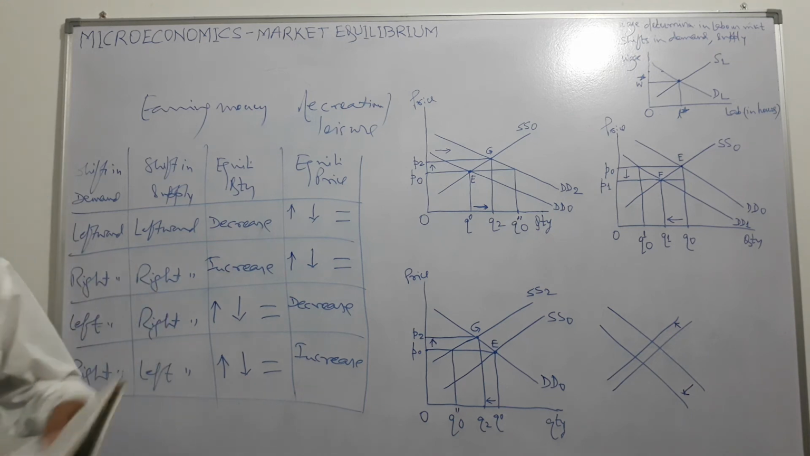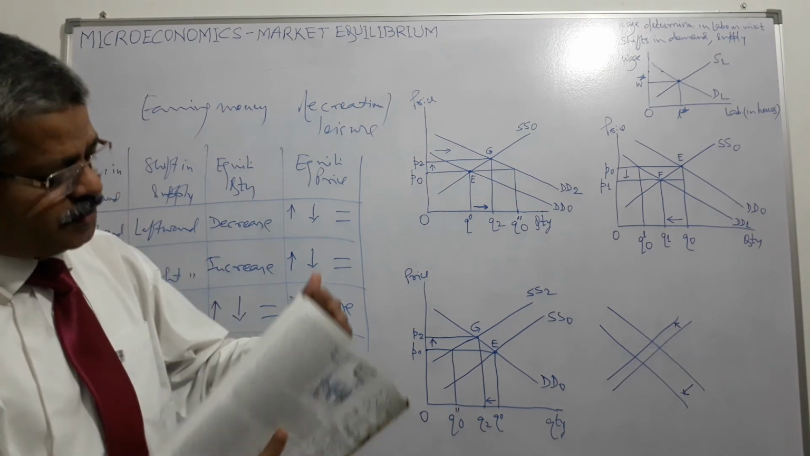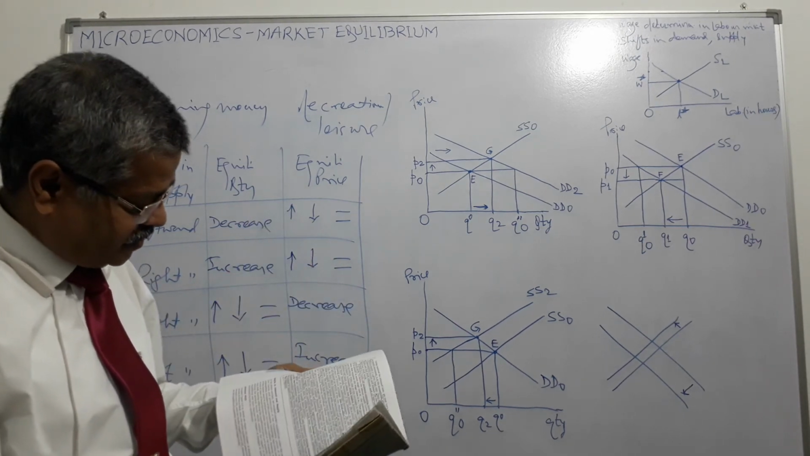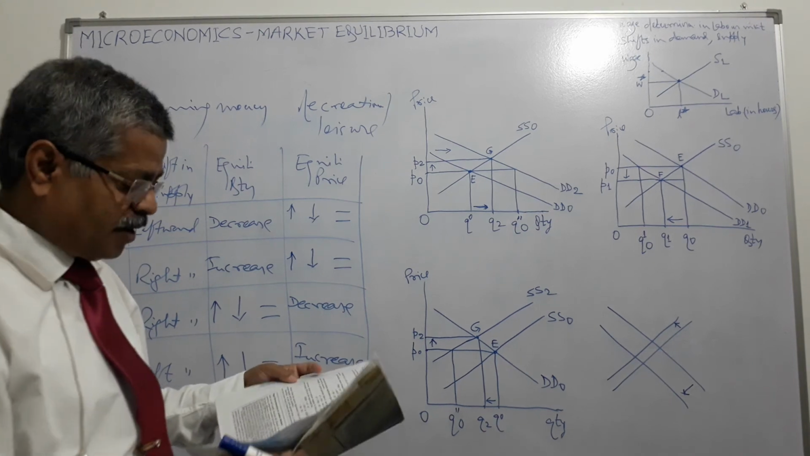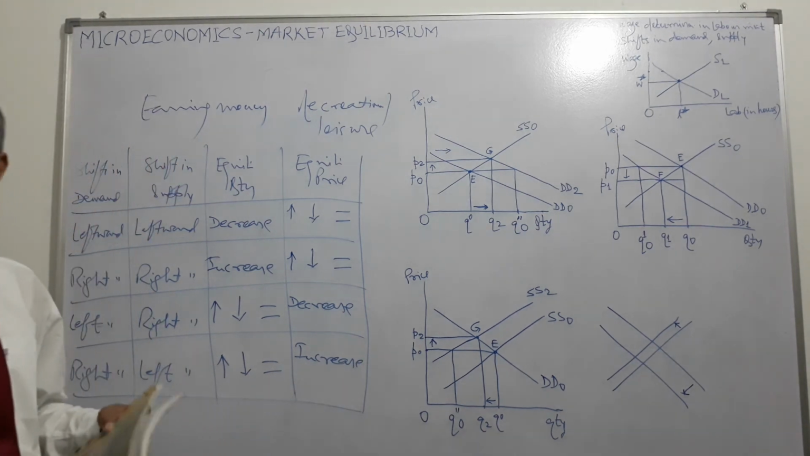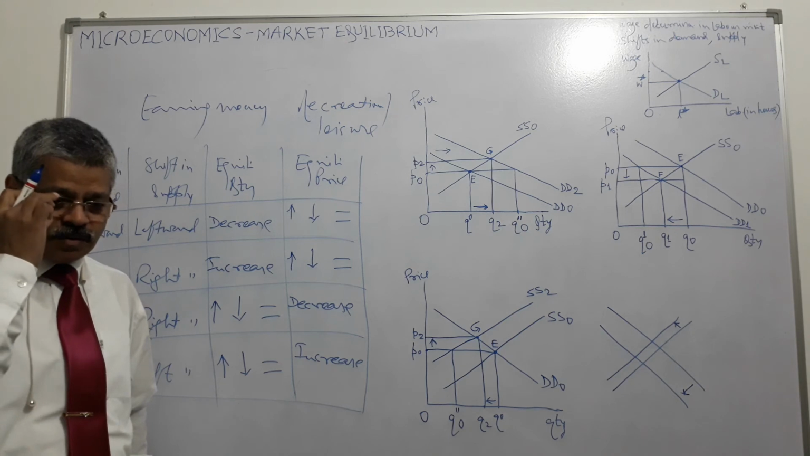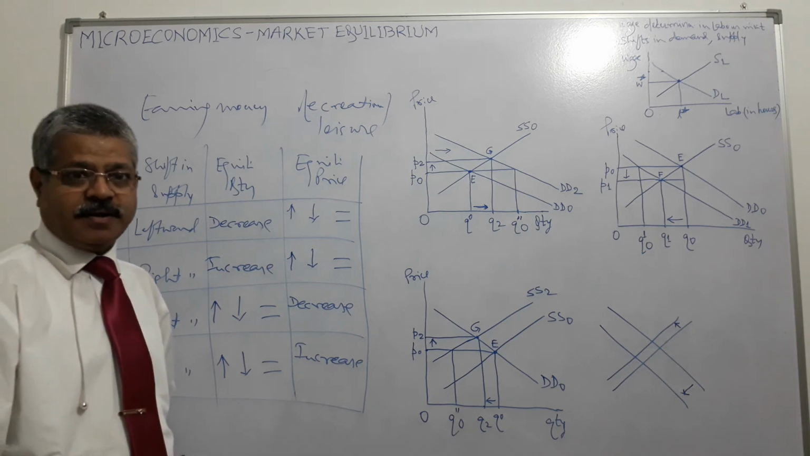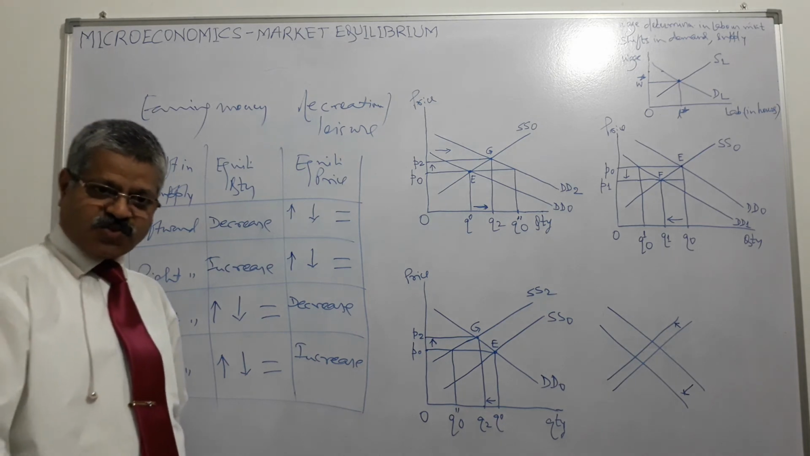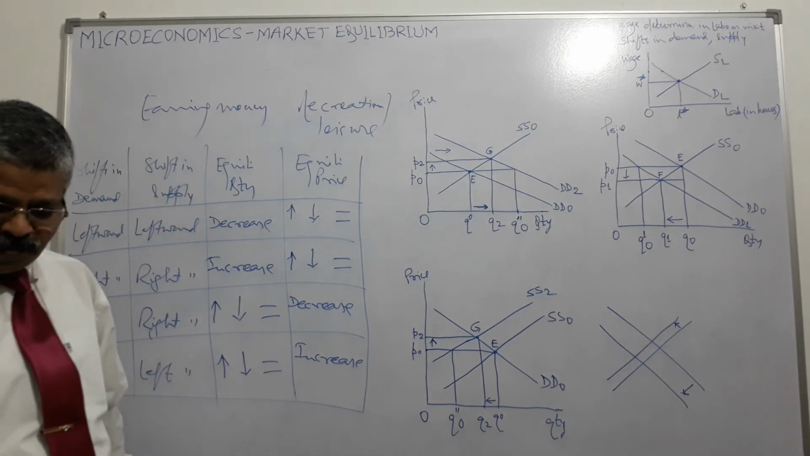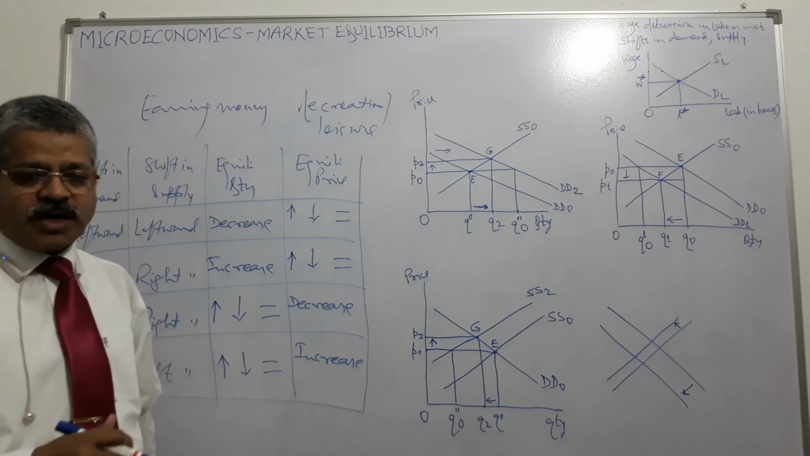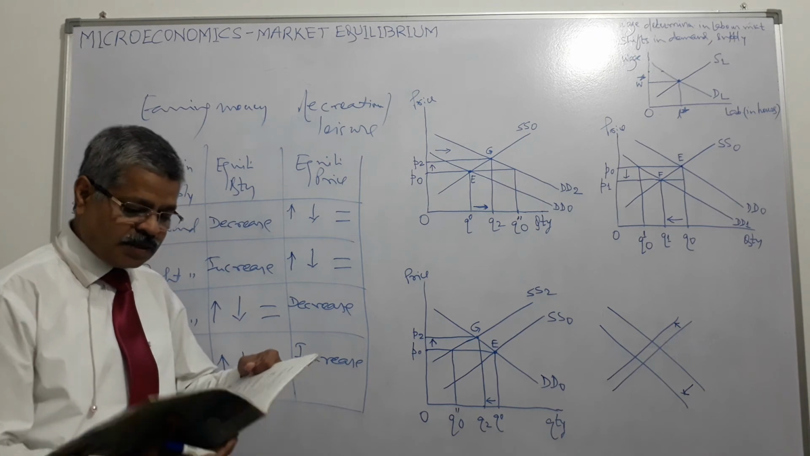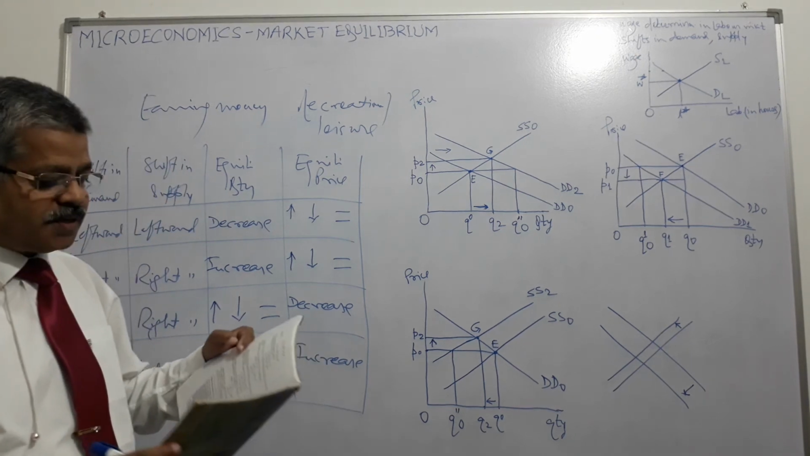So how did we start? We started with wage determination in the labor market. So households are the suppliers of labor and firms are the buyers. Whereas in the case of goods and commodities, firms are the suppliers and households are the buyers of the goods and commodities, right? And we have seen all those things.